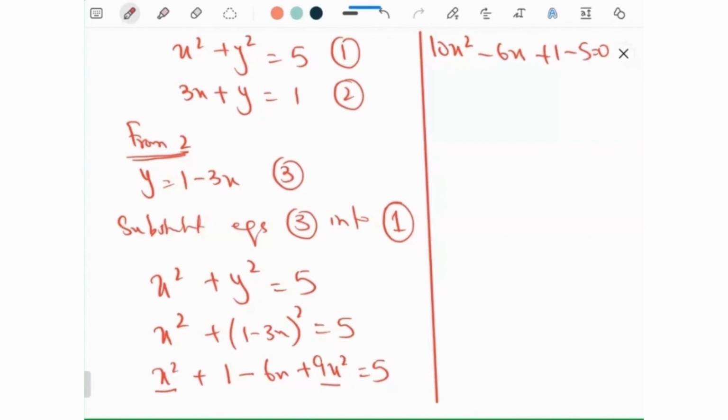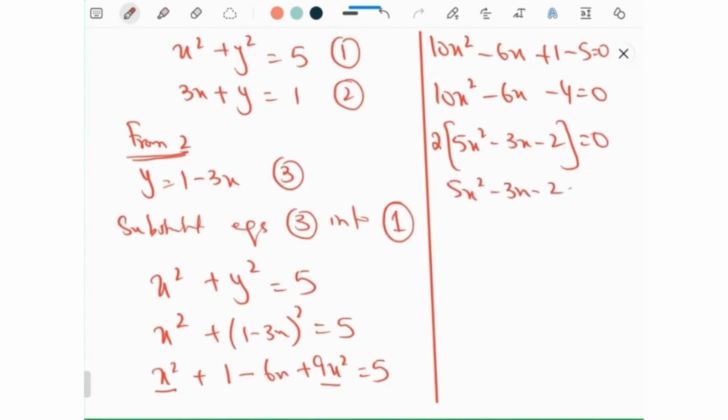Am I clear? 5x square minus 3x minus 2 is 0. Since all of you have cleared your O-level math, I hope everyone knows how to factorize and use quadratic formula. कोई ऐसा शख्स जिसको फैक्टराइजेशन करने नहीं आती हो या क्वाड्रेटिक फॉर्मूला लगाने ना आता हो?